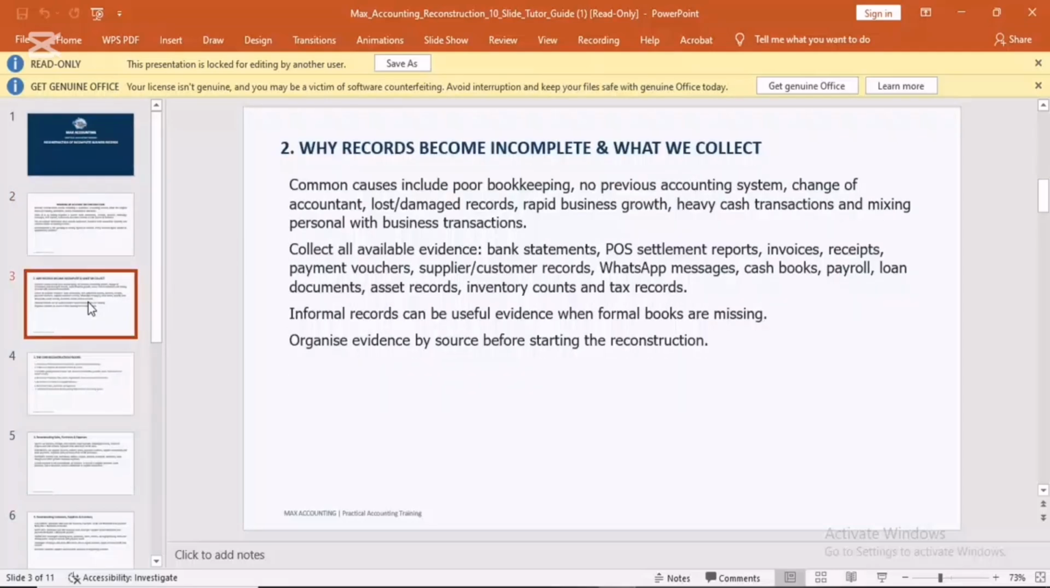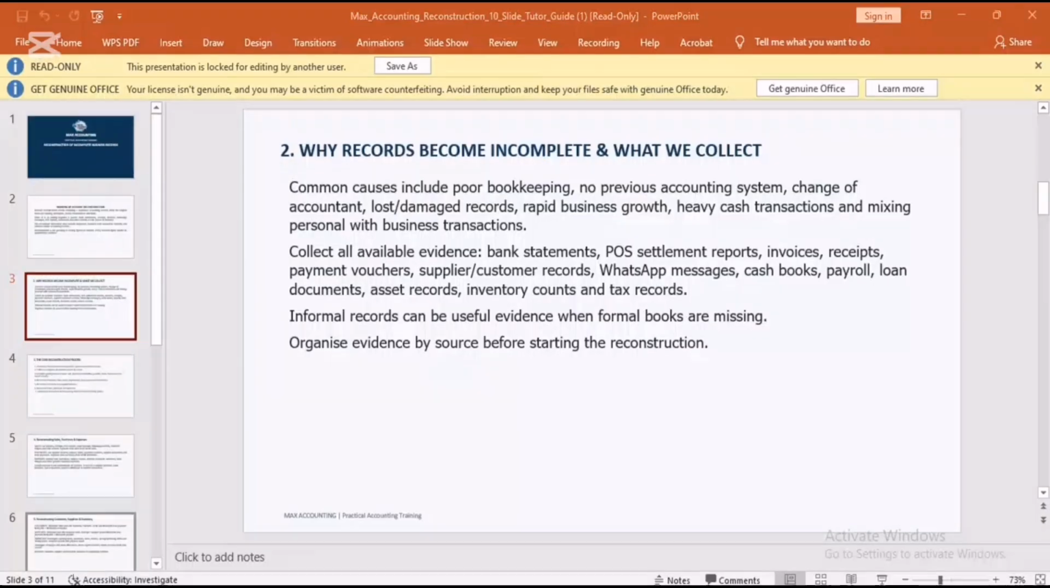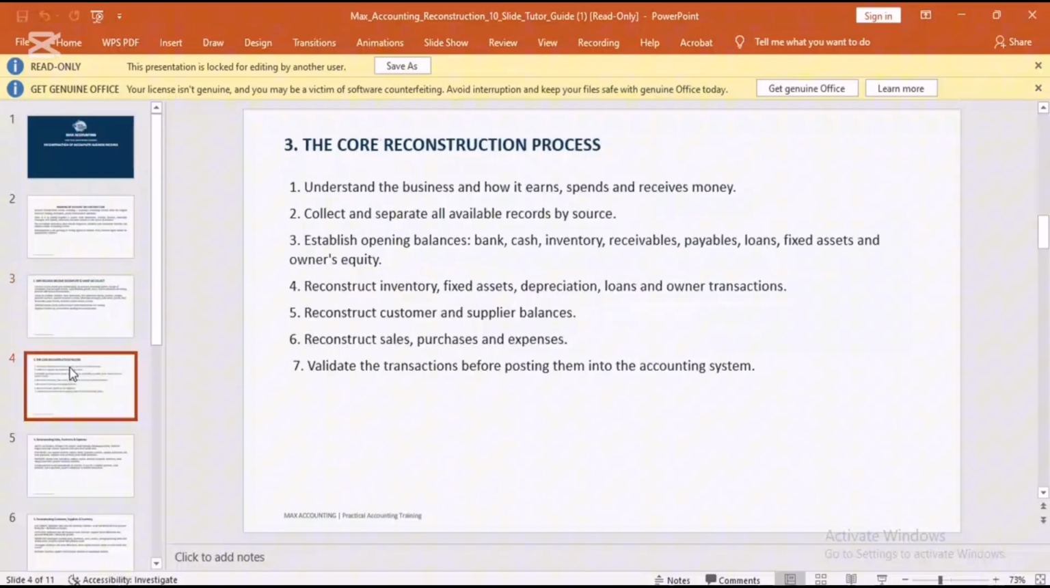So let's see why we have to perform reconstruction for businesses. Common causes of this include poor bookkeeping, no proper recording, no previous accounting system, change of accountant, lost or damaged records, rapid business growth, heavy cash transactions. So these are some of the reasons why a business record is termed incomplete. So you collect every available document and organize them before you start reconstruction.